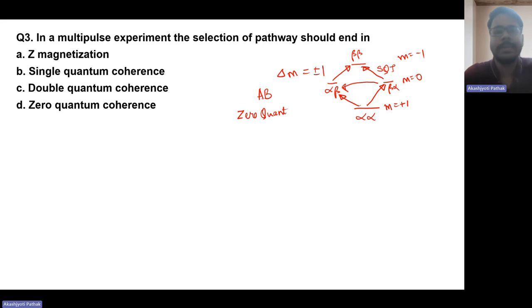So what was I discussing? I was discussing the different transitions that can take place. The single quantum transitions are when the spins move from m equal to plus 1 to m equal to 0 state, because there is a change of plus 1 or minus 1. But the transitions from alpha beta to beta alpha, both of which are in the m equal to 0 state, are called the zero quantum transitions.